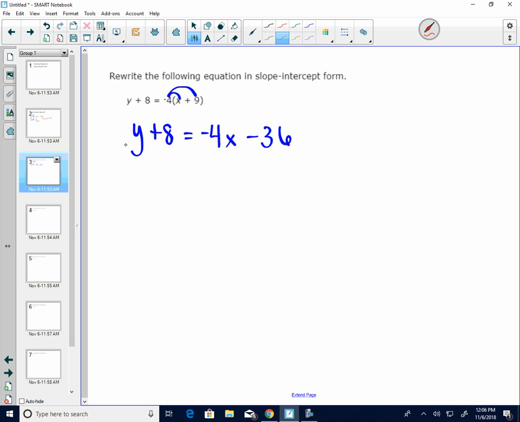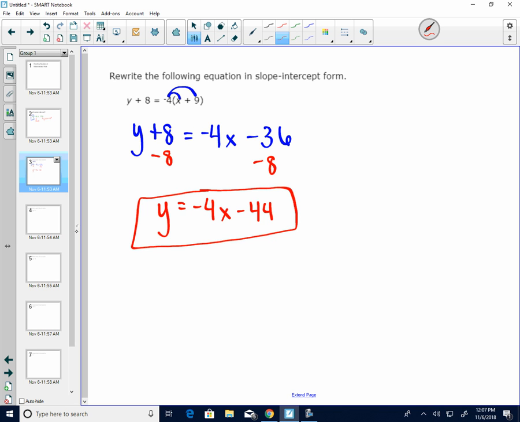Then the next step to get y by itself: y has 8 added to it. Well, to get this side to be y, 8 minus 8 is 0. So now y is by itself. And if I subtract it from the left side of the equal sign, I also have to subtract it from the right side of the equal sign. So I need to combine it with the 36 because they're both numbers. So I still have negative 4x. Negative 36 minus 8 is a negative 44. So we have now put it in slope-intercept form.